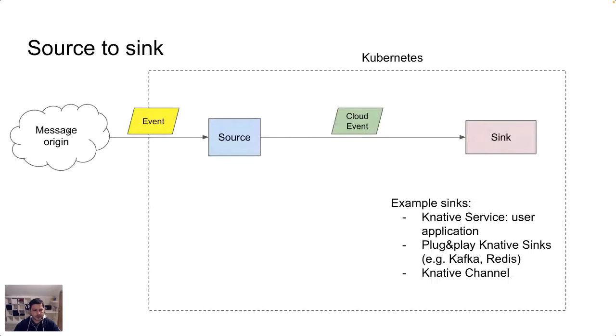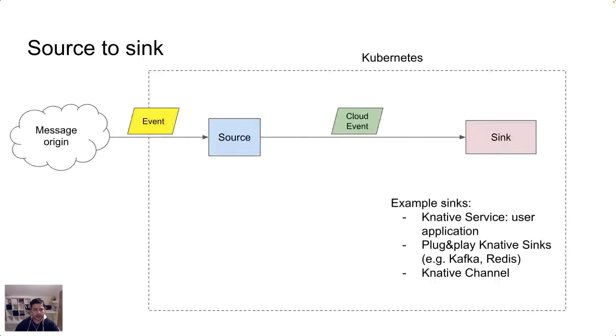The message origin sends the event to the source, or the source pulls the event from the message origin, and then it converts it to a cloud event and eventually sends it to a sink. So what a sink is, in eventing or in messaging terminology, is basically something you send messages to.